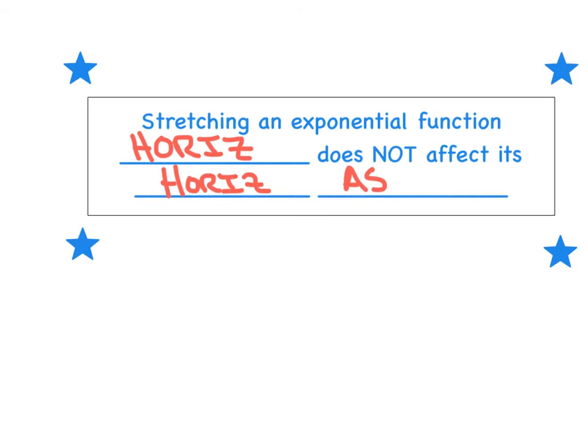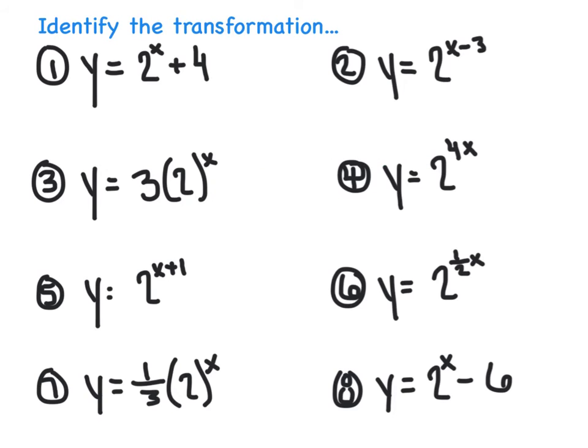So really, as you look back on all the transformations we've done so far, the only one that really had an impact on the horizontal asymptote was a vertical shift when we were going up and down. So our goal is to now try to mix up all of these transformations and see if we can pick them out and decide which ones are vertical translations and horizontal translations versus vertical stretching and horizontal stretching, and kind of jumble it all together.